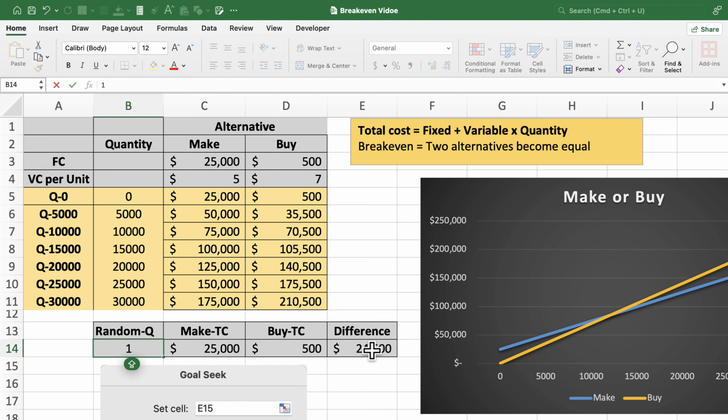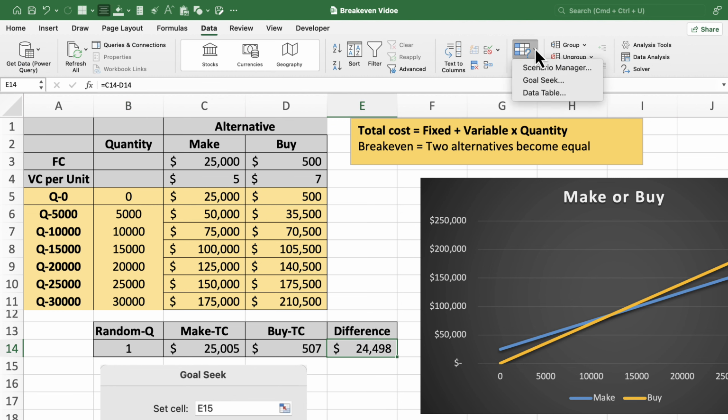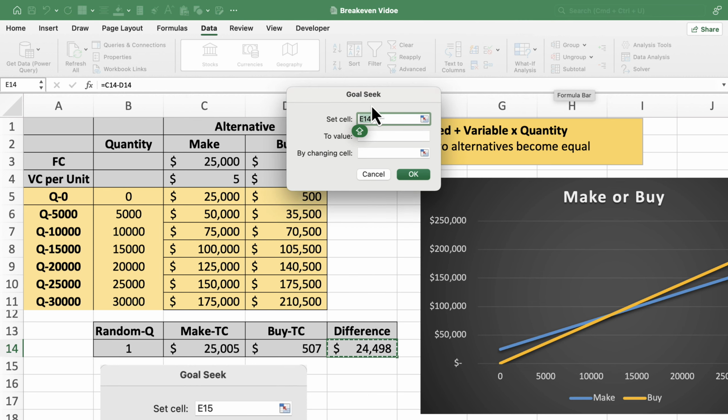And in the next one, I will use the goal seek function. Click on Data, and in What-If Analysis, there's a goal seek function. Now in the goal seek function, it says set cell, which means we select this cell that represents the difference, to value. The value should be 0 because we know that at break-even the difference between these two is 0. The total cost associated with make and the total cost associated with buy is the same, so the difference between them is 0. So we set this cell to 0 and we say by changing this cell, by changing this random quantity.